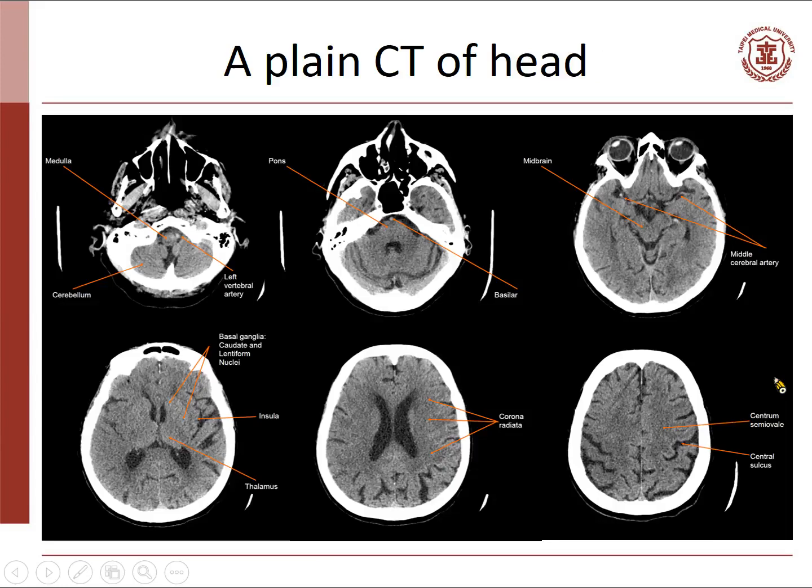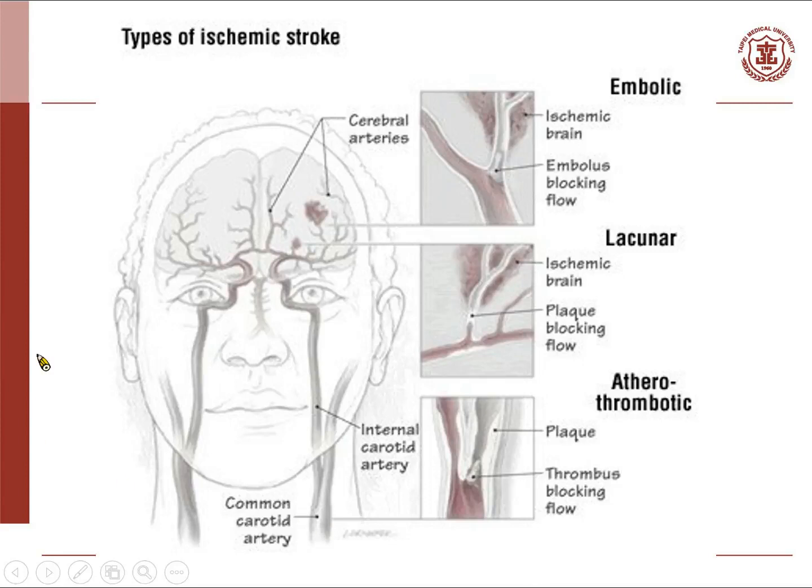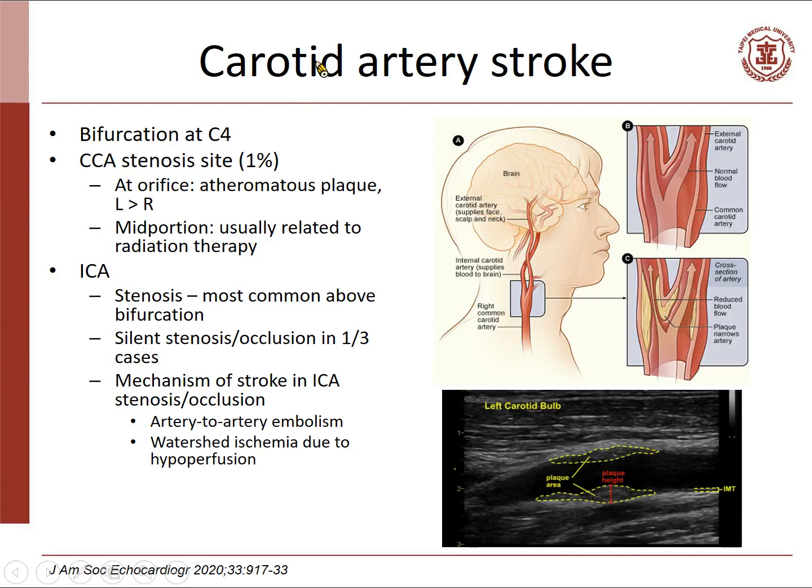So this is a CT of the head. You need to know the important structures like the brainstem and midbrain, thalamus, basal ganglia, putamen, and caudate nucleus, and the areas of different vessel supply. This is a different type of ischemic stroke; the embolic stroke we have mentioned before. Lacunar stroke is usually caused by small artery atherosclerosis, and thrombotic stroke is usually a large vessel that occludes gradually. So for carotid artery stroke, we can see the normal anatomy here.